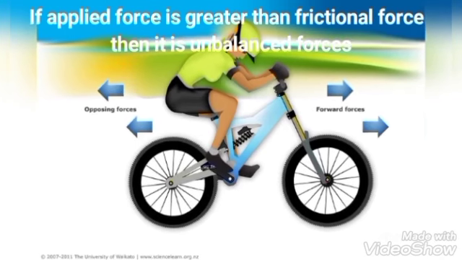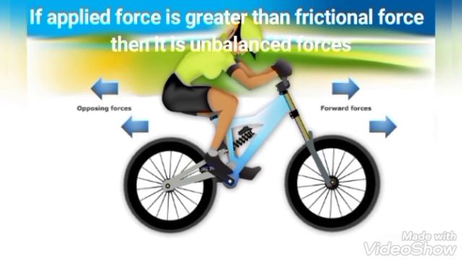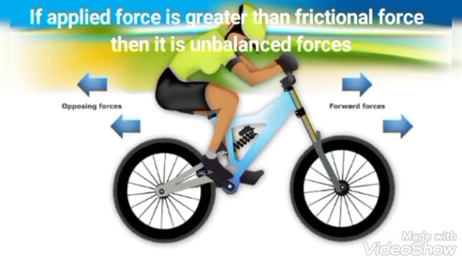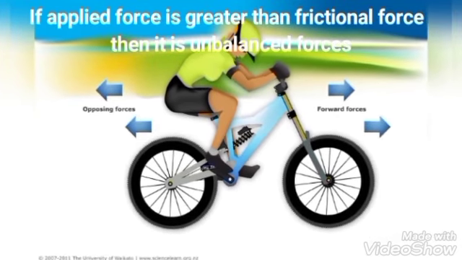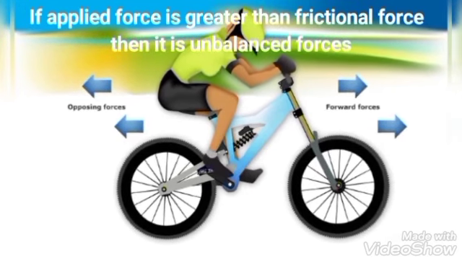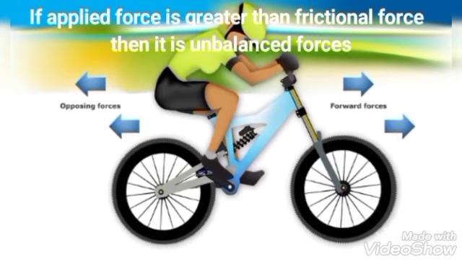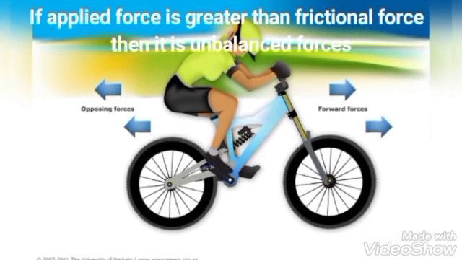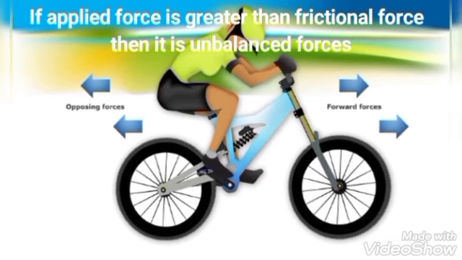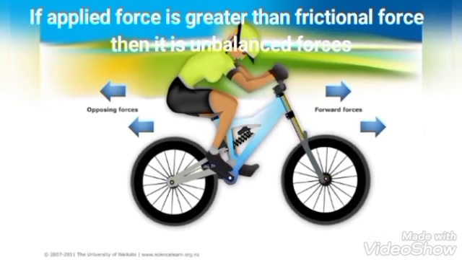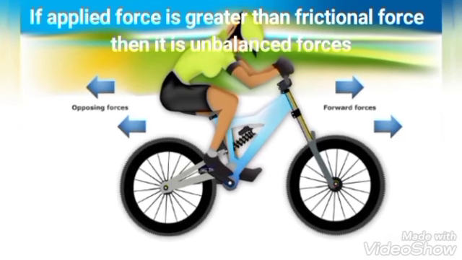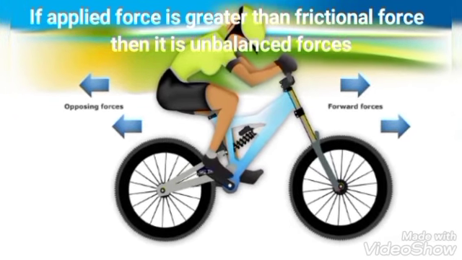Okay, hope you understand that. Let's look at another example. That is, when we pedal a bicycle, it moves because the applied force is greater than the frictional force. That means we are applying a force on the pedal of the bicycle and the tire on the ground applies a frictional force opposite to this. When we pedal the bicycle, we are applying a force and that applied force must be greater than the frictional force. Then only the bicycle moves. So here the forces are unbalanced.